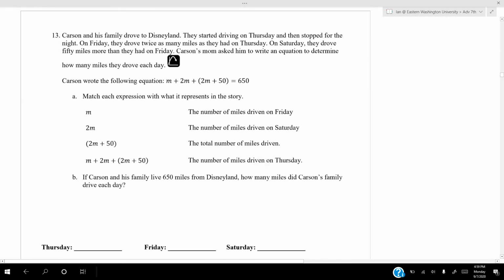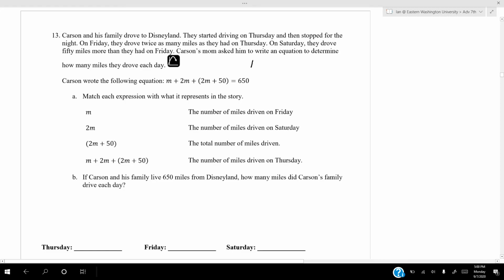All right, 24. Carson and his family drove to Disneyland. They started on Thursday and stopped for the night. On Friday, they drove twice as many miles as they had on Thursday. On Saturday, they drove 50 more miles than they had on Friday. Carson's mom asked him to write an equation to determine how many miles they drove each day. So Carson wrote the following equation, M.